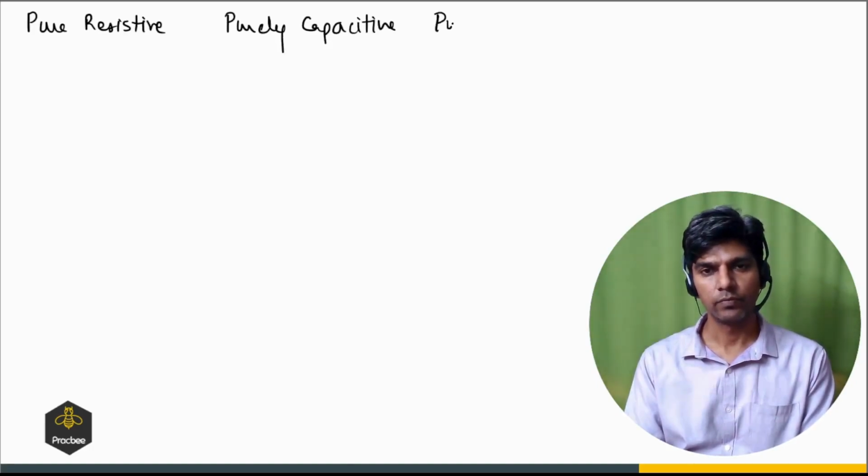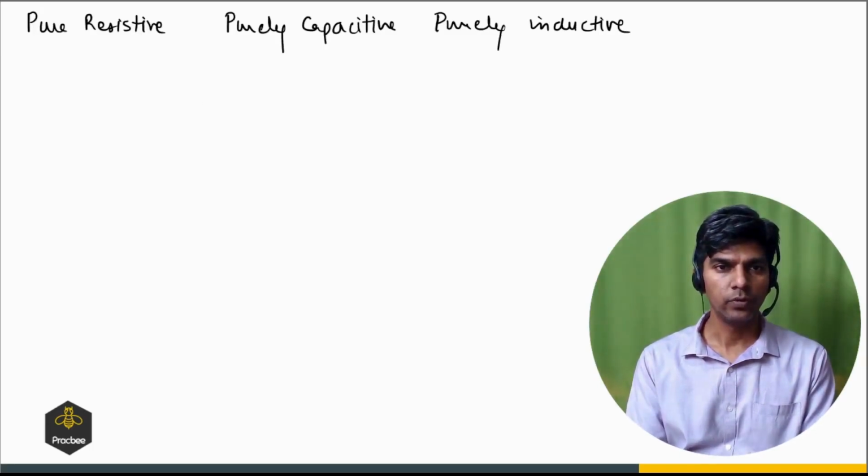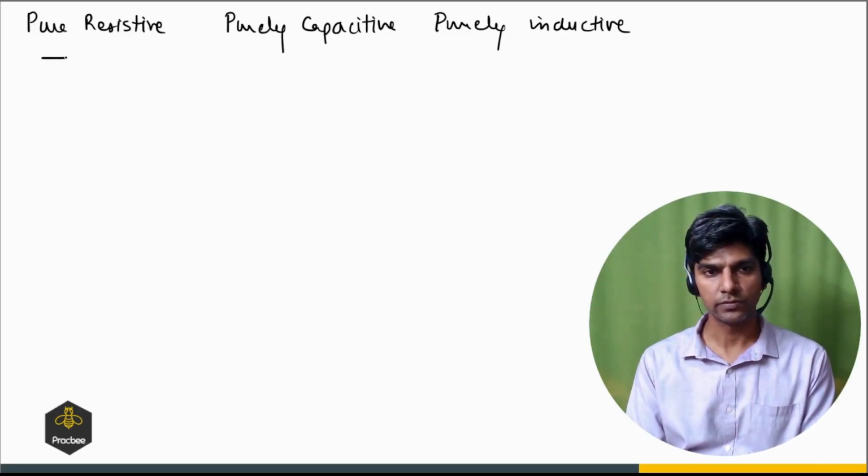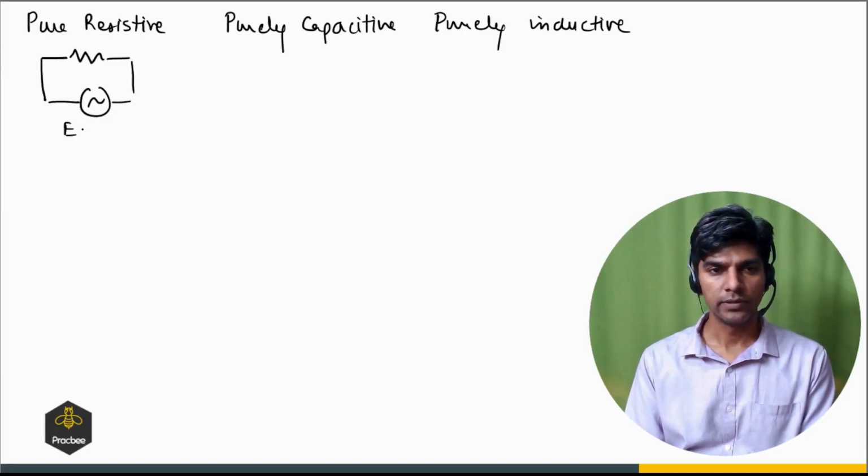And then purely inductive. So in purely resistive, there will be only a resistor in the circuit and there will be an AC source. So this will be E equals E naught sine omega t, and the resistance is R.